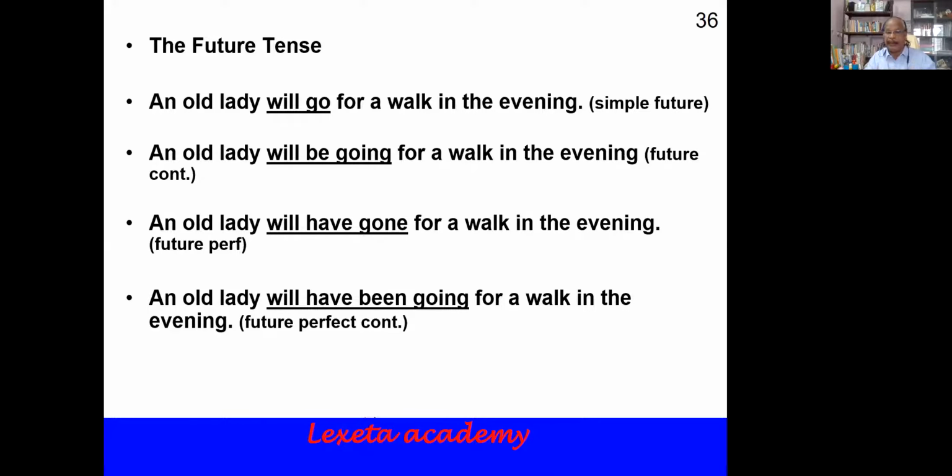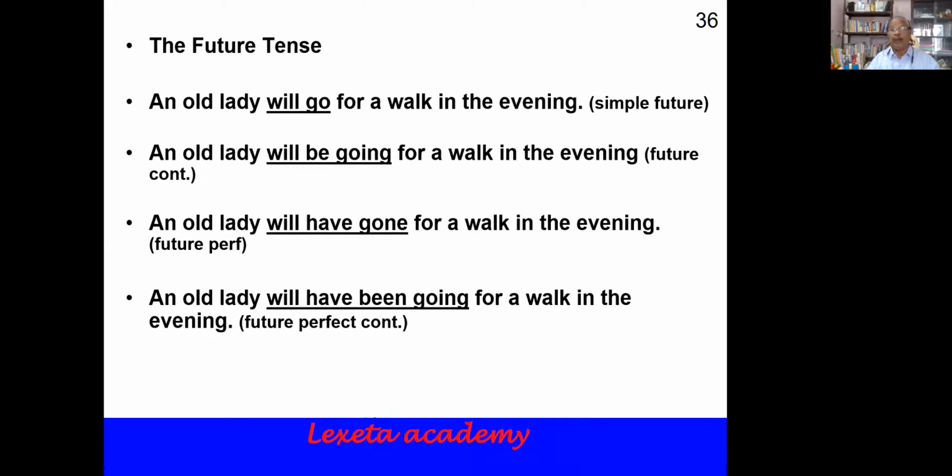Future perfect. An old lady will have gone for a walk in the evening. Negative, an old lady will not have gone for a walk in the evening. Future perfect continuous. An old lady will have been going for a walk in the evening. Negative, an old lady will not have been going for a walk in the evening.